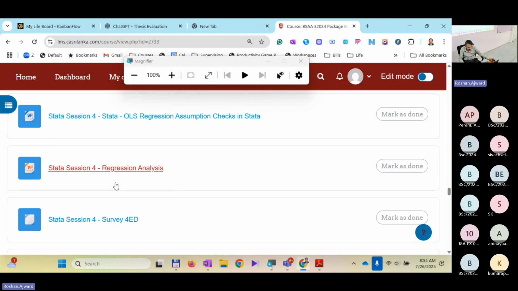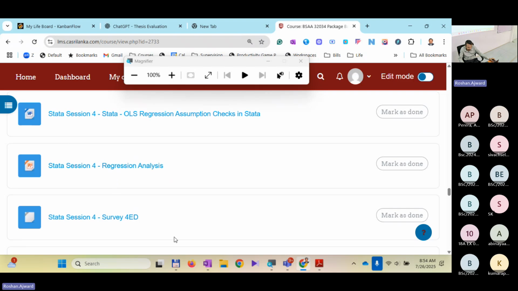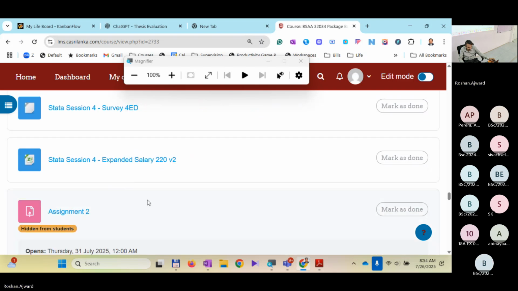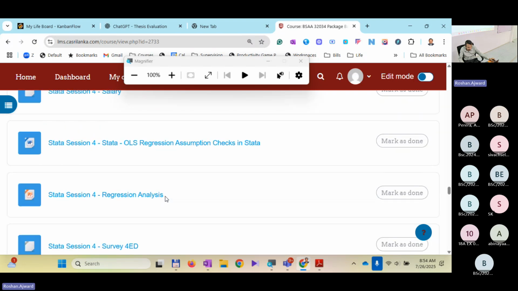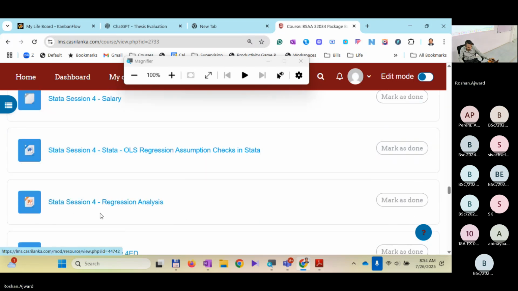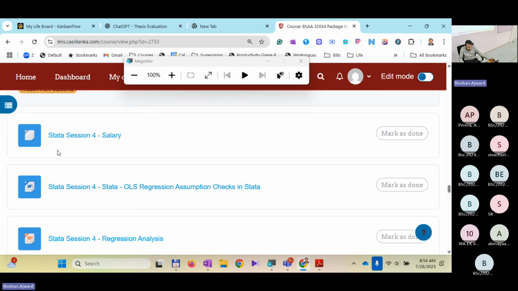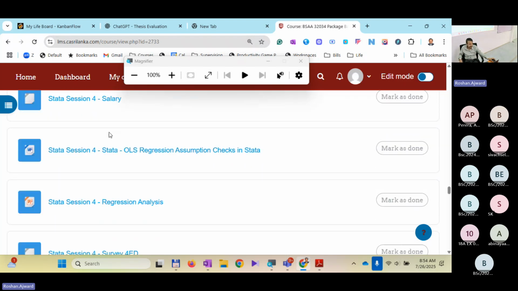So data session 4 salary, and then data session 4 survey for ED5, and then data session for expected salary. Yes, just download it. And for the time being, I'll be using data session 4 regression analysis and data session 4 salary. So at the beginning, at least download the two files, the PowerPoint file and the data file that says data session 4 salary. And I will go to download it.